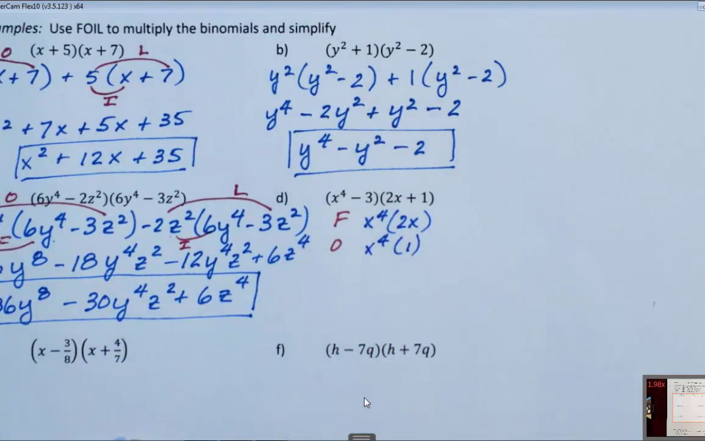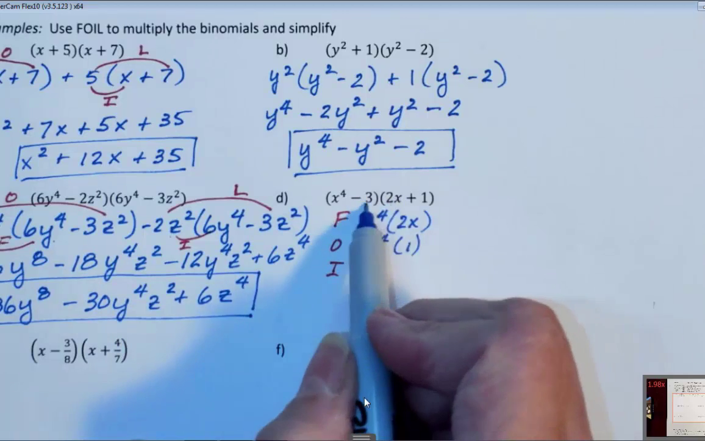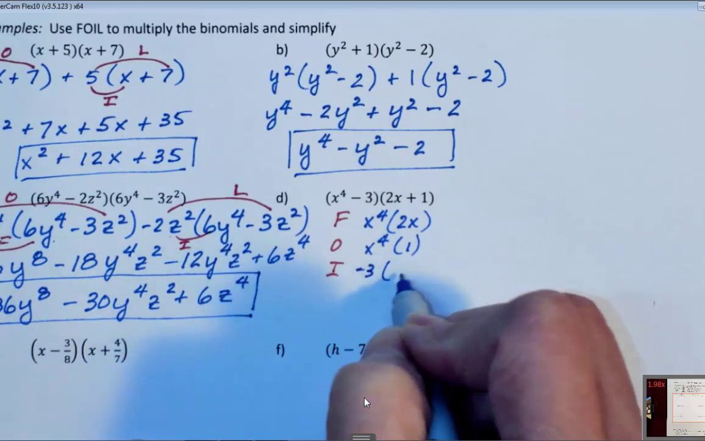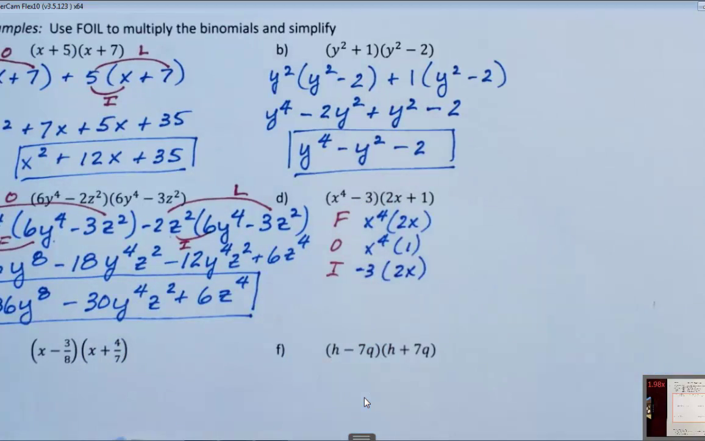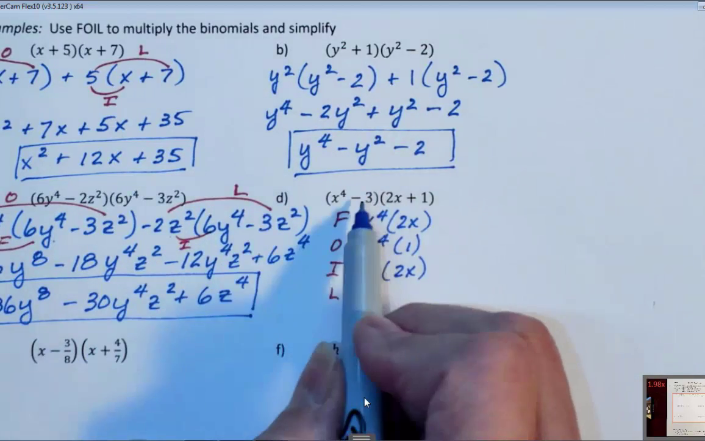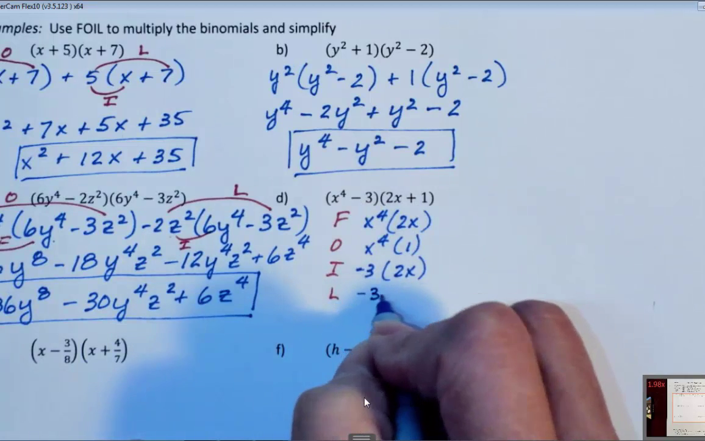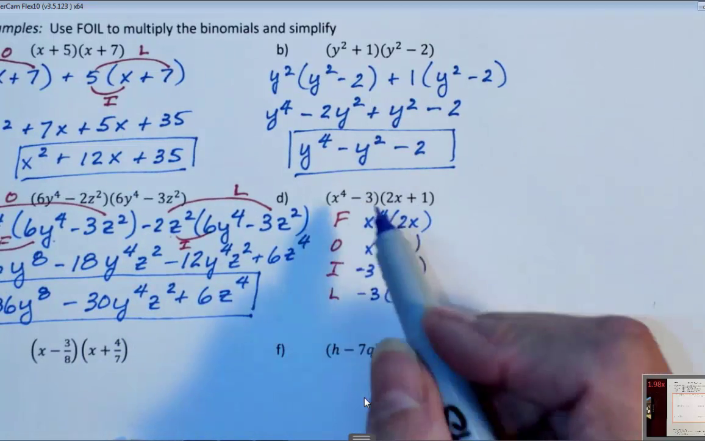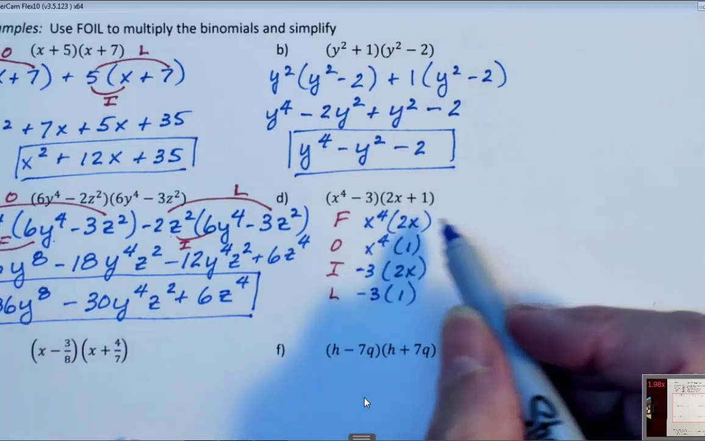Then I'm going to be looking at my inner terms. So that's going to be these two terms. It's going to be negative 3 times 2x. And then I'm going to be looking at my last terms, which is going to be the negative 3 and the 1. So there's my FOIL. I'm going to go ahead and write out what I get.